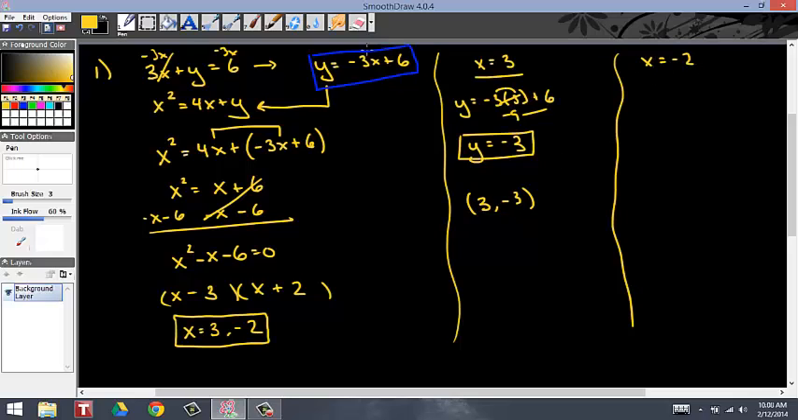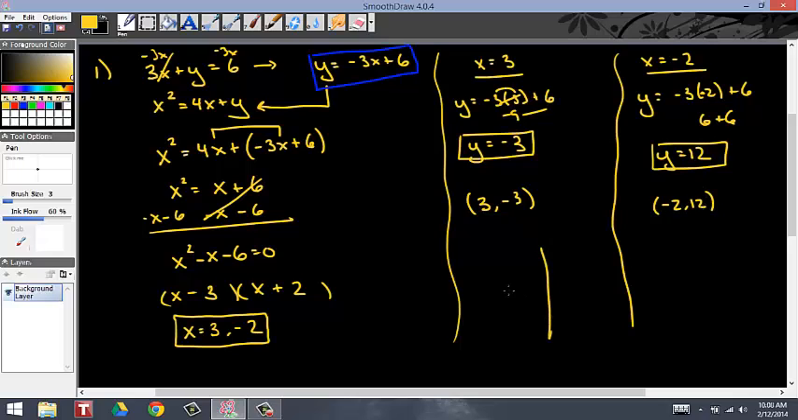Again, I'm going to use this same top equation here. So this is y equals negative 3 times 2 plus 6, which is negative 6. Oh, I'm sorry, wait a second, I made a mistake. That is not correct. It should be negative 3 times negative 2. So that is 6 plus 6, so y should equal 12. What that means is that your second set of coordinates of intersection is negative 2, 12.